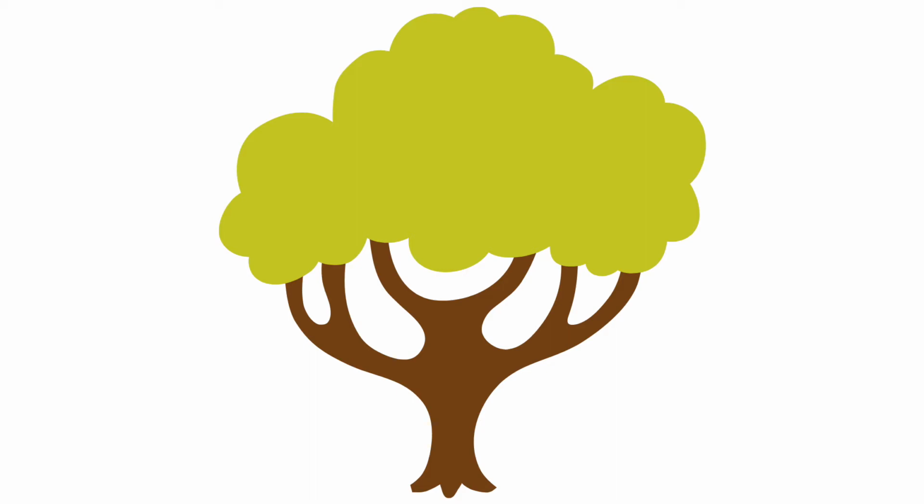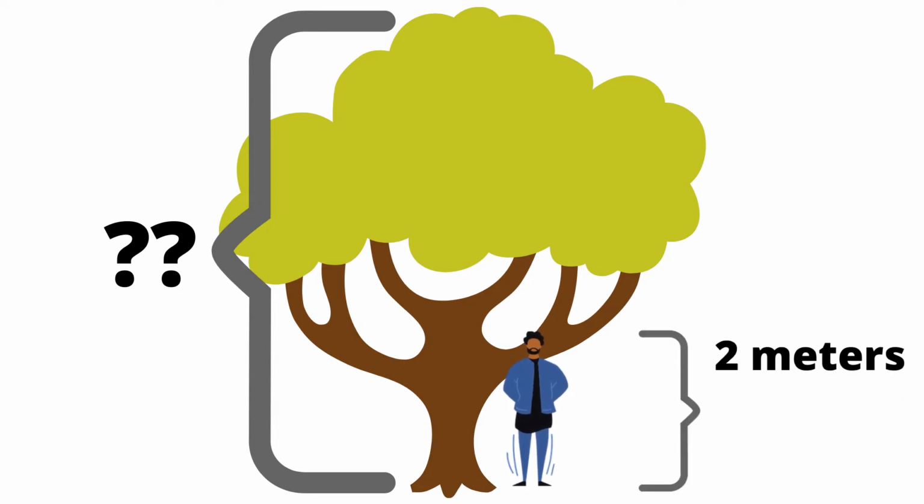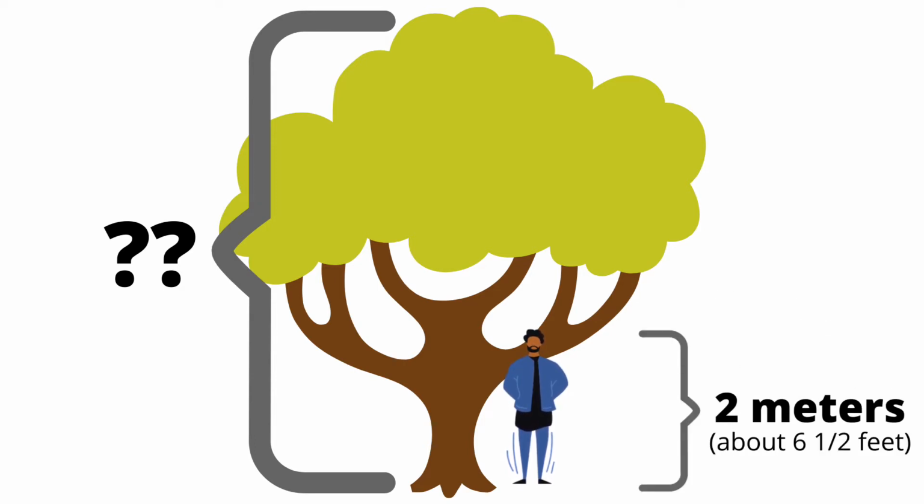So you're out on a walk and you come across a tree and you want to know how big the tree is. Luckily you're with a buddy and you know that he is about 2 meters tall or 6.5 feet. Yes, he's very tall. But you can use him like a giant ruler and compare his height to the tree's height to estimate how tall it is.